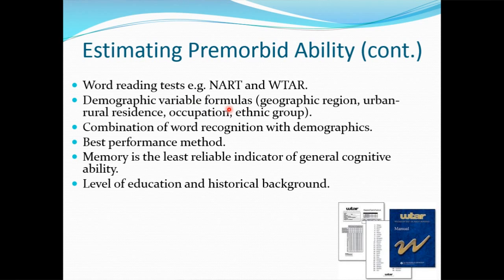You can also look at demographic variables, like whether they're urban or rural residents, what their occupation was beforehand, ethnic group, and geographic region. And with a Wechsler test of adult reading, you can use a combination of word recognition with the demographics to get an even better picture. There's a best performance method that you'll read about in LESAC. It's not always all that well respected, but it is something to consider if you don't have any other way to estimate premorbid ability. Memory is the least reliable indicator of general cognitive ability beforehand. And your level of education and historical background is important.